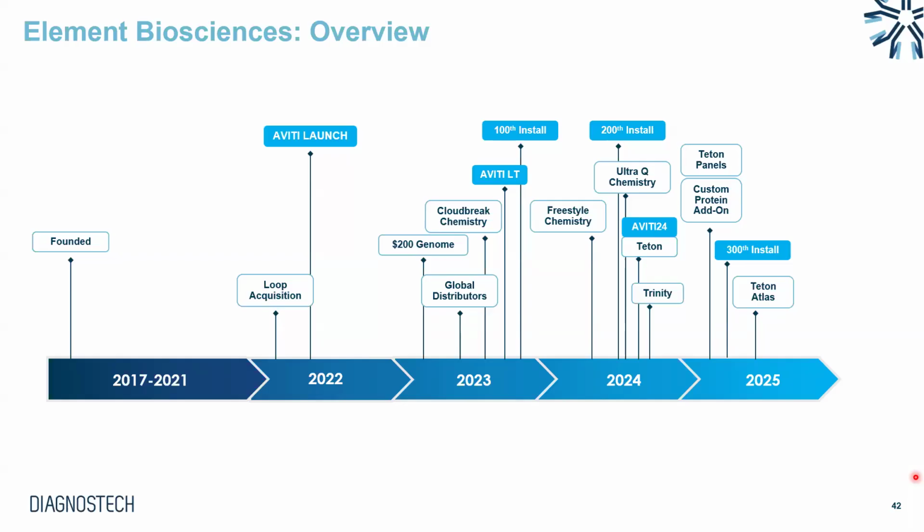2024 came with many updates to their chemistry, and halfway through the year, they installed the 200 system. Starting this year in 2025, they installed their 300 system, and they currently have around 400 systems installed globally, and we have 3 of those in South Africa.